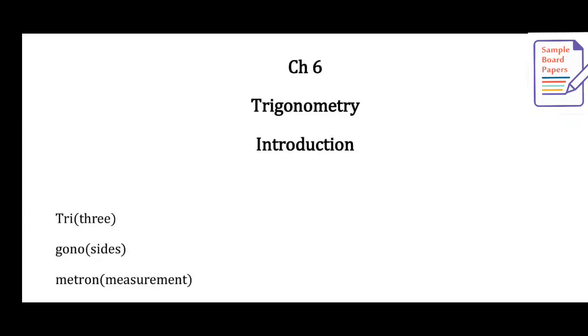Today we will start chapter number 6 of Maharashtra State Board for class 10 standard students, and the name of the chapter is Trigonometry. Now, trigonometry is derived from three words, that is tri, gono and metron. Tri, as we all know, means 3, gono means sides and metron means measurements.